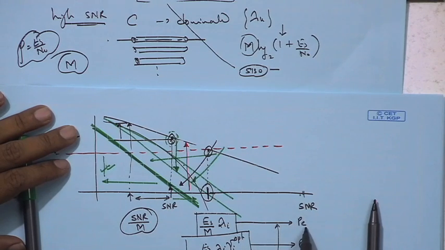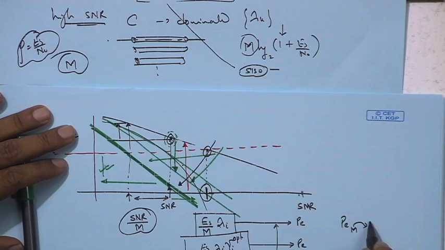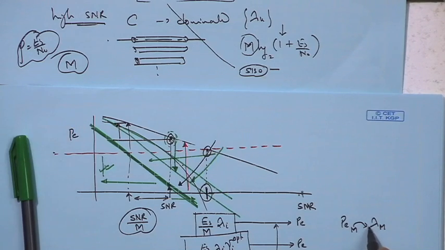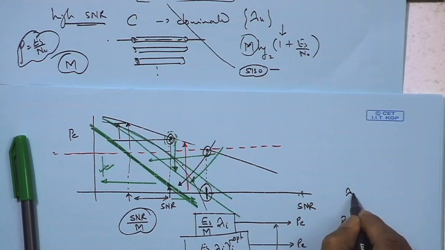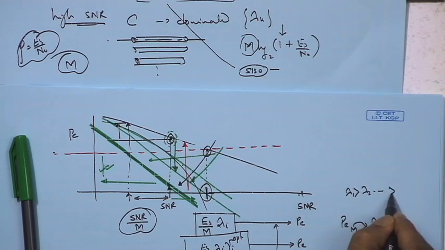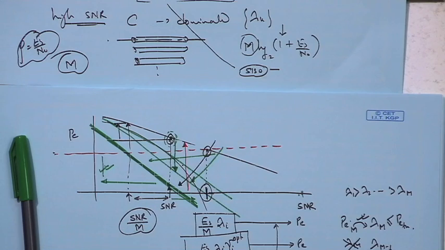So, if the probability of error for the Mth mode, corresponding to capital lambda M, the lowest eigenvalue, because we have said that lambda 1 is greater than lambda 2 and so on down to lambda M, is less than some probability of error threshold, then we can choose this. If it is not true, we have to drop lambda M and start using lambda M minus 1.